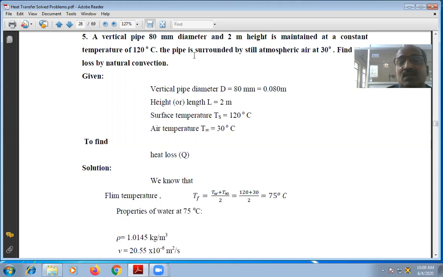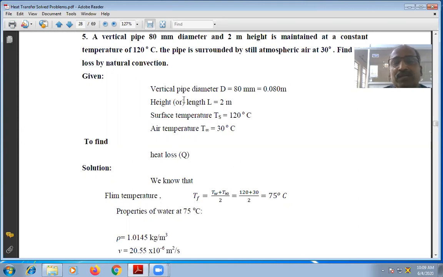The pipe is surrounded by still atmospheric air at 30 degrees centigrade. This indicates that it is natural convection. The pipe is surrounded by still, meaning almost stagnant, atmospheric air at 30 degrees centigrade. Find the loss by natural convection. So here, we list the given things.